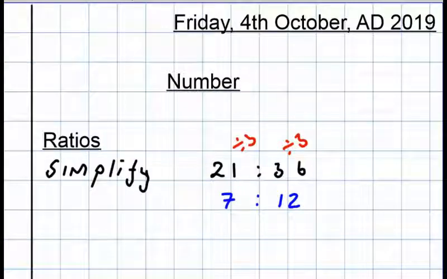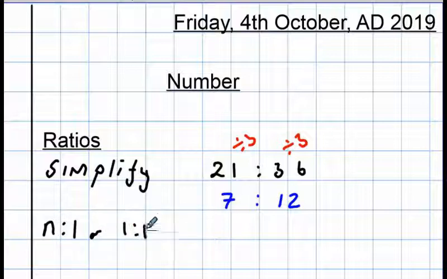The other thing you need to be able to do is to change the ratio into the form of n to 1 or 1 to n. Now, you may be commanded to do this by the question, or the context may suggest what to do. Let's look at this one first, where you turn it as some number to 1. And then we'll stick with this 7 to 12. How can I write that ratio as some other number to 1?